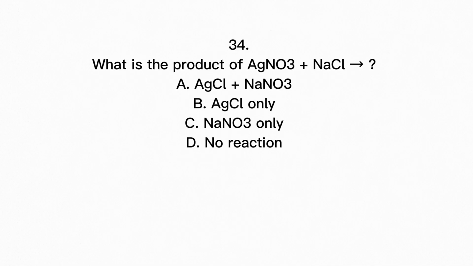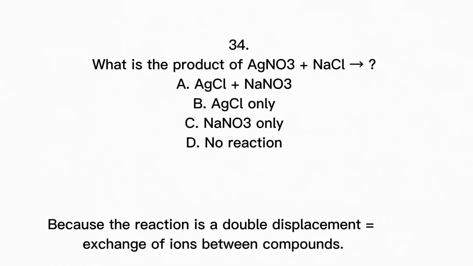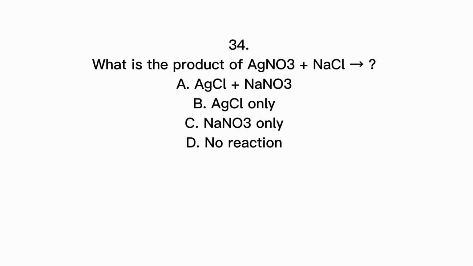Question 34. What is the product of silver nitrate plus sodium chloride? A. Silver chloride plus sodium nitrate, B. Silver chloride only, C. Sodium nitrate only, D. No reaction. What is the correct answer of this question? The correct answer is A, because the reaction is a double displacement reaction, giving the products as balancing of the equation implies.